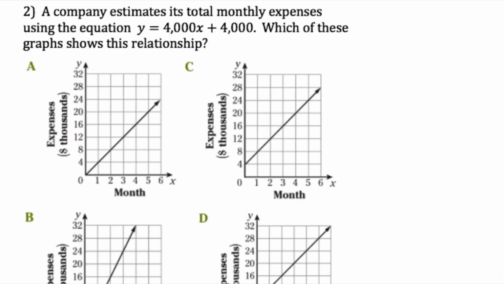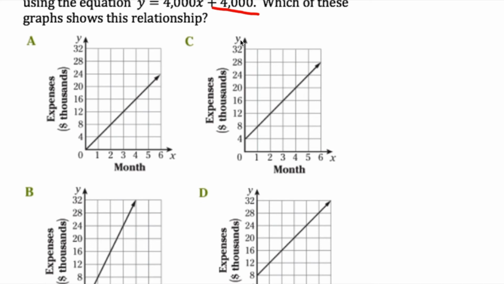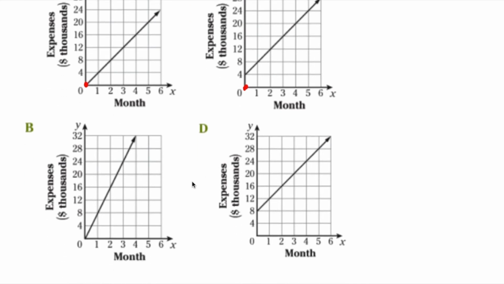All right, next one. Now we got a multiple choice. A company estimates its total monthly expenses using the equation y equals 4,000x plus 4,000. Which of these graphs shows this relationship? So remember, this is your zero term. The zero term means that wherever we are when x is 0, our y-coordinate should be 4,000. So if we look at this here, just knowing that information, we can see this starts at 0.